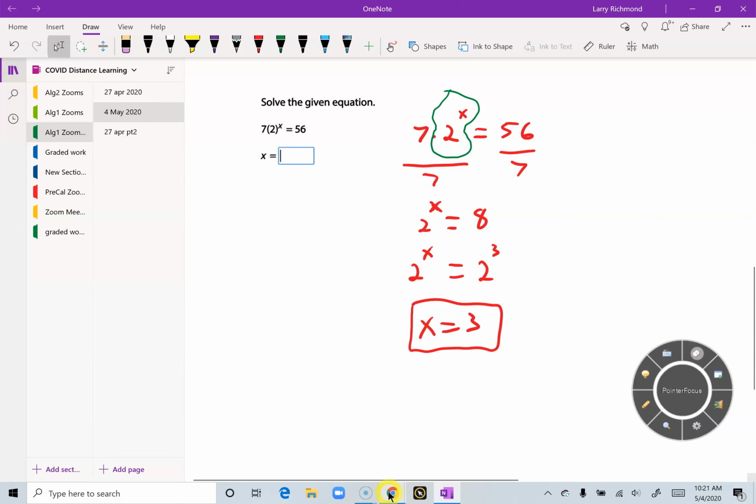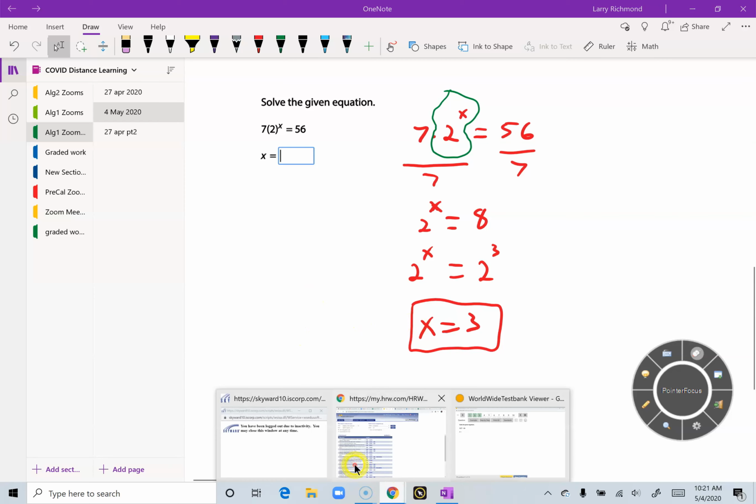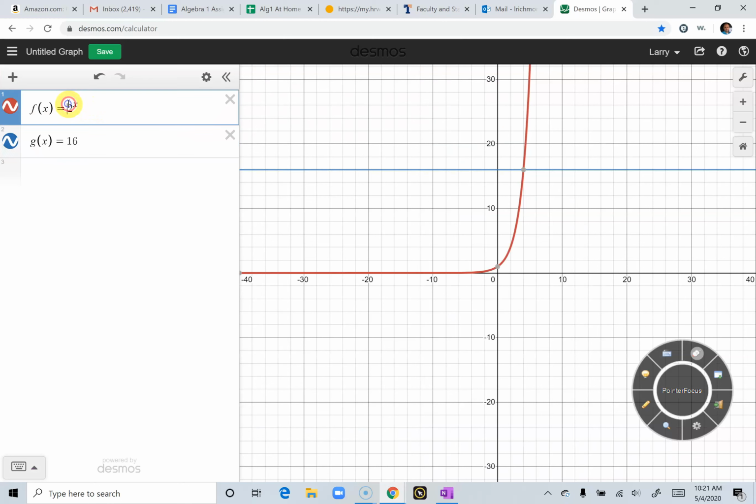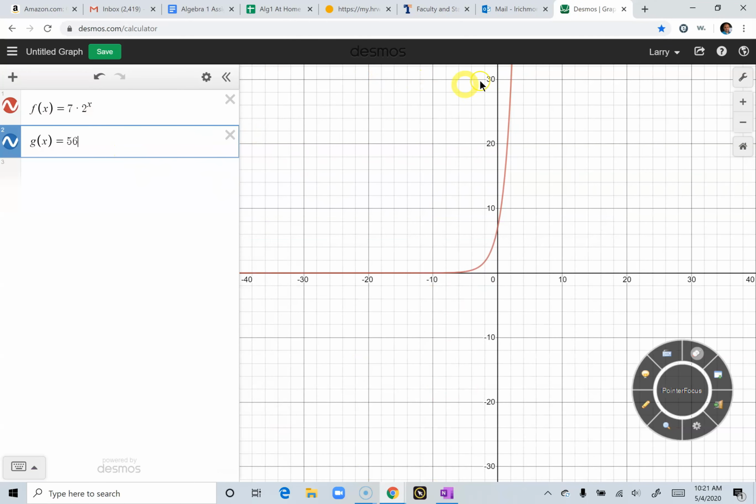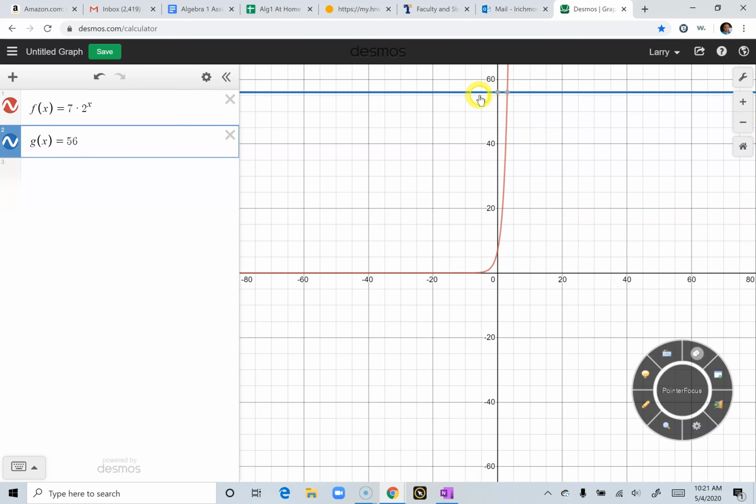Let's see that same thing graphically using Desmos. So on the left side, we'll have 7 times 2 to the x power. And on the right side, we'll have 56. Well, we can't see our horizontal line because we're only going up to 30. This is y equals 56. We need to zoom out a little further. And here we see our horizontal line.